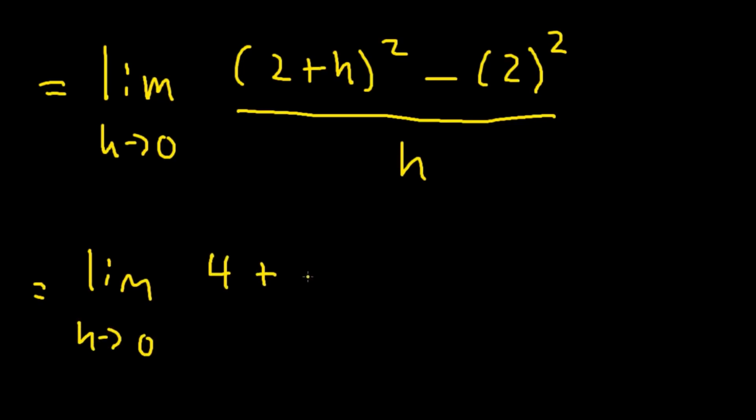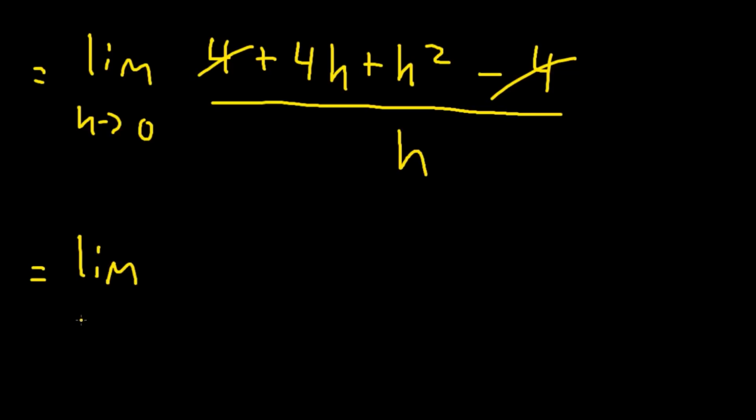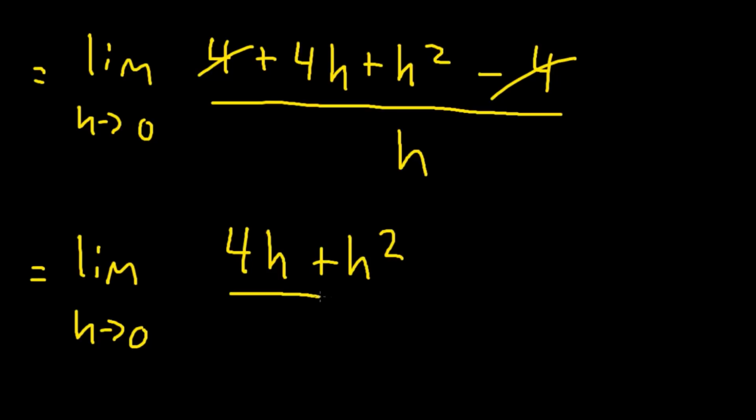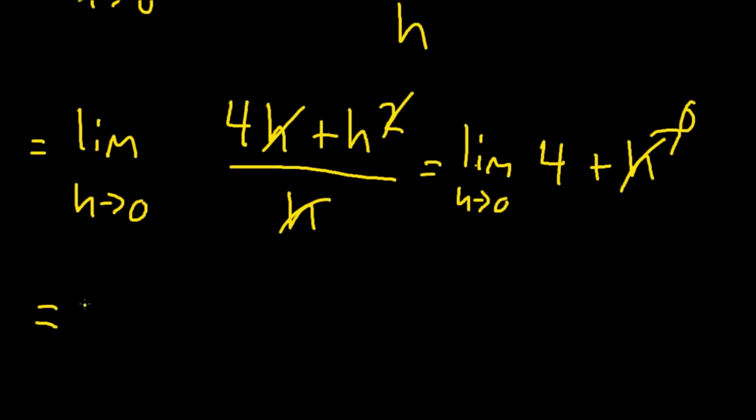Let's start by expanding that 2 plus h squared term into 4 plus 4h plus h squared, and the 2 squared into 4. After we cancel out the 4's, we're left with the limit as h approaches 0 of 4h plus h squared all divided by h, which, when we cancel out the h's up top with the h on the denominator, we are left with the limit as h approaches 0 of 4 plus h, where we can now substitute in 0 for h because we're no longer dividing by 0, and get that the instantaneous rate of change for our parabola at x equals 2 is 4.